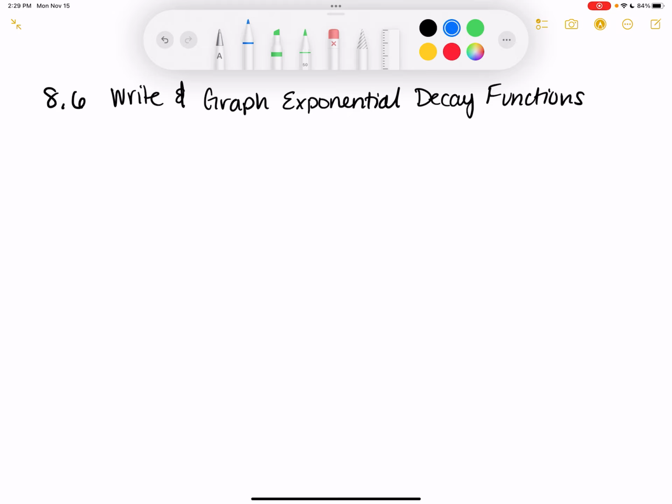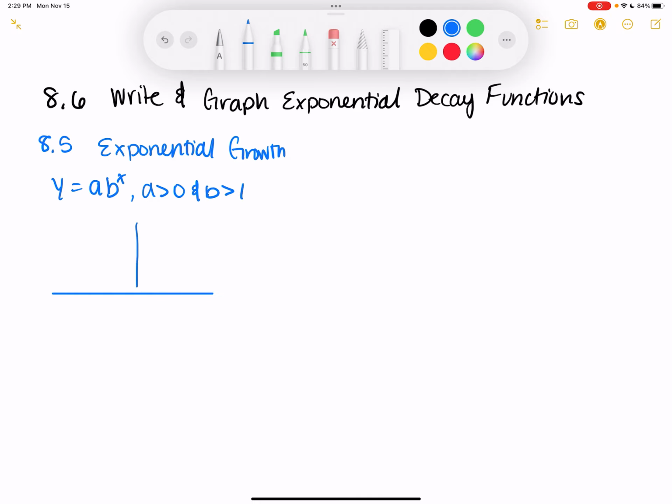In the last section, 8.5, we had exponential growth, something like y equals a times b to the x, given that a is greater than 0 and b is greater than 1. We had a graph that looked something like this. Where this point was 0, whatever a was, so whenever the exponent was 0, y was equal to that value.